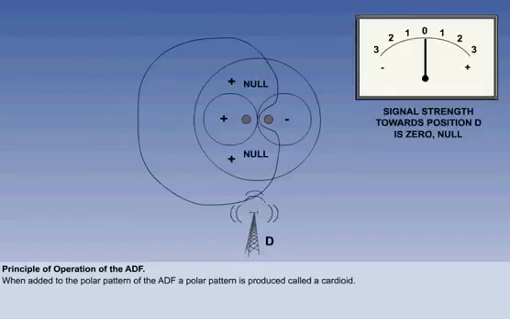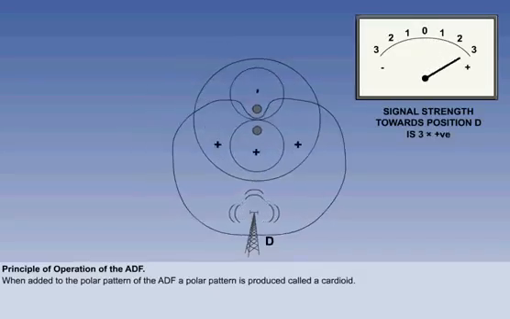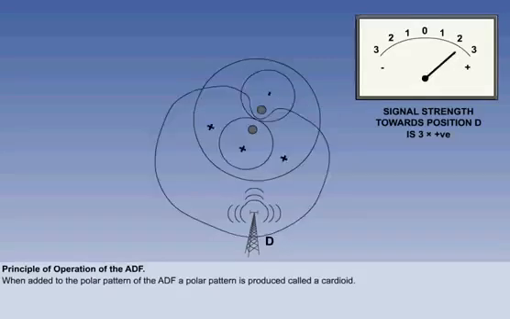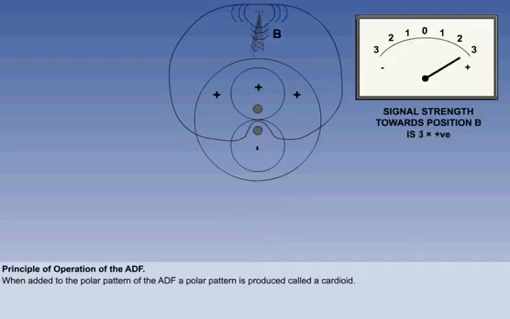If, for example, the transmitter is at position D, the loop antenna senses a null, which means the transmitter is either at D or B. If the loop is rotated anti-clockwise, the combined polar diagram of signal strength will rotate with it, and signal strength will increase, confirming that the beacon is at position D. If the loop is rotated clockwise, the signal strength will decrease. If the transmitter were in position B, the reverse would be true.